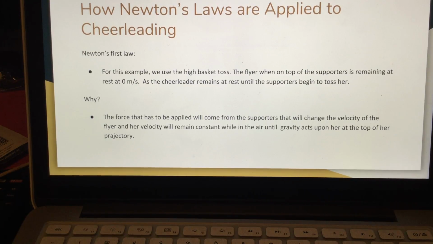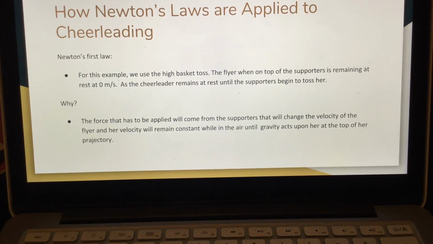For all three examples, we're going to stay with the high basket toss. And the flyer, when on top of the supporter, is remaining at rest at 0 meters per second. Newton's law states that an object will stay at rest unless a force acts upon it. So the cheerleader will always stay at rest until the supporters begin to toss her, and that's when they will change her velocity or speed, depending on if there's a direction applied to it.